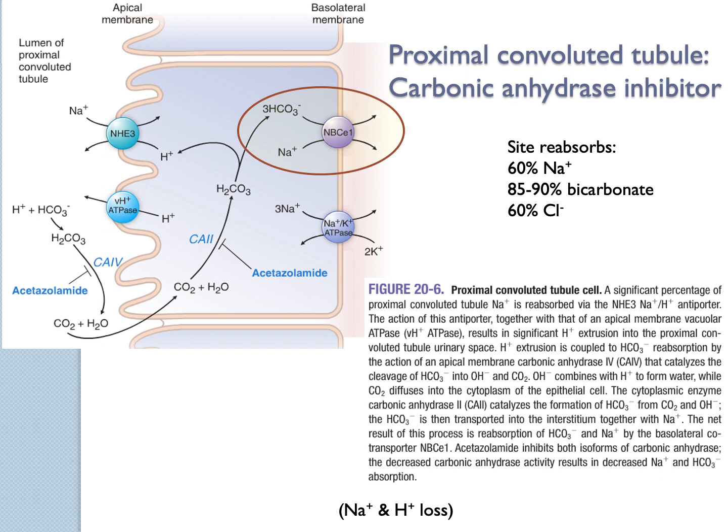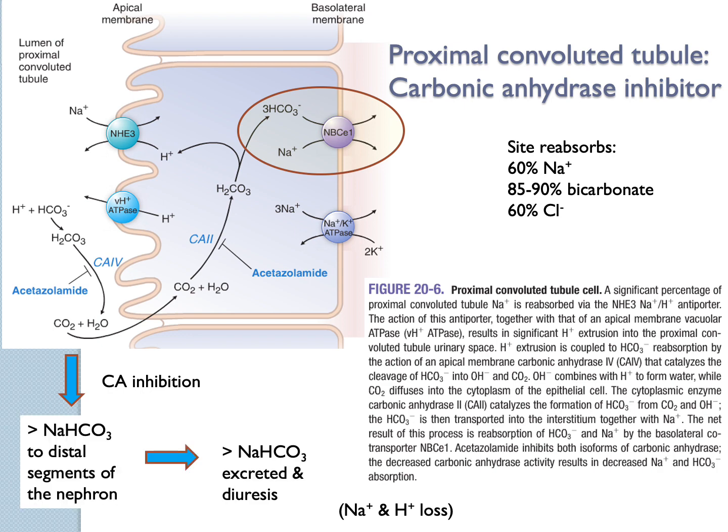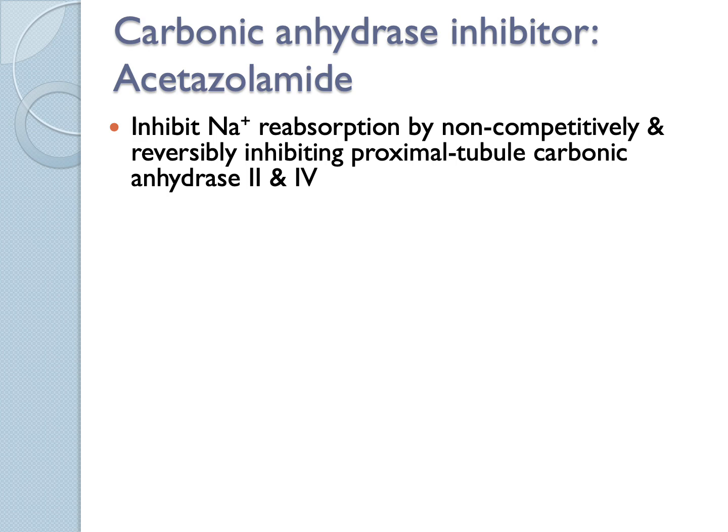So therefore you can see here there's H plus involved, therefore bringing the sodium reabsorption in the body as well. So if you cut down this whole process, eventually it causes a reduction in the sodium reabsorption as well. So you can see it also affects the H plus ion, right? So there's more diuresis because of that. So acetazolamide, you need to know how it works. This is a non-competitive, reversible inhibitor, right?